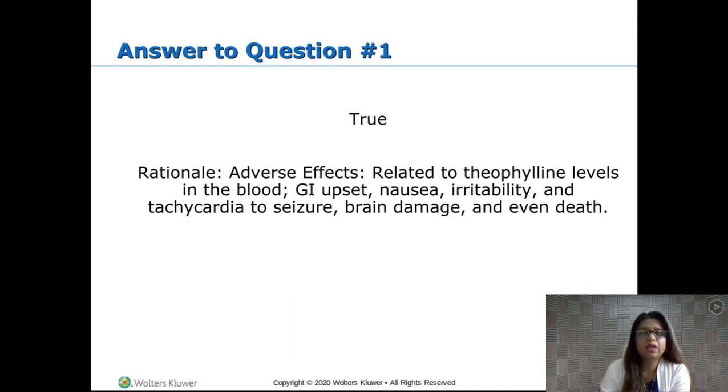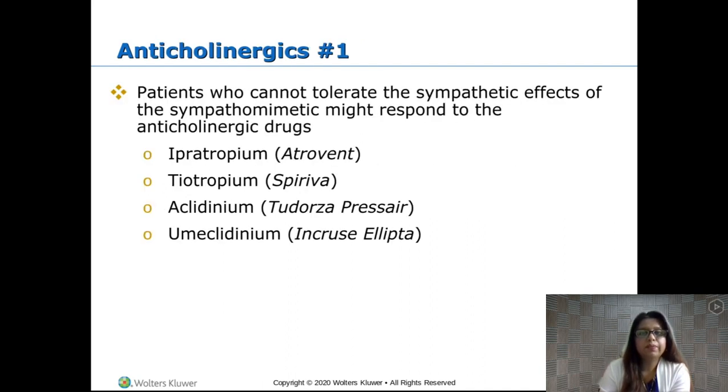toxicity. Patients who cannot tolerate the sympathetic effects of sympathomimetics respond to anticholinergic drugs. So sometimes we cannot give them albuterol. We give them ipratropium, which is also called Atrovent, which is also an inhaler. It comes in inhaler form. So let's say if they have asthma and they can't tolerate albuterol, because albuterol gives them palpitations or increases their heartbeat really fast, we give them something called ipratropium or Atrovent, a very commonly used drug.